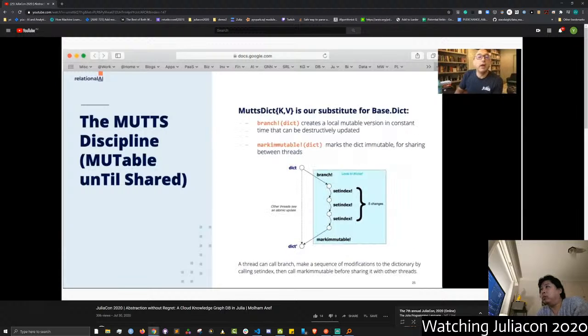Okay? So we've been developing a library for efficient MUTs data structures, and I'll talk about two of these data structures briefly. The first is MUTSDict, MUTs Dictionary, which is our version of Julia's dictionary, and soon to be available as a community contribution. So we're going to put it out there for anyone to use who's interested in this kind of data structure. In addition to the usual dict interface, the MUTs dictionary provides branch and mark immutable methods. The branch method returns a mutable copy of the dictionary in constant time. A thread can call branch, make a sequence of modifications to the dictionary by calling setindex, then call mark immutable before sharing it with other threads.